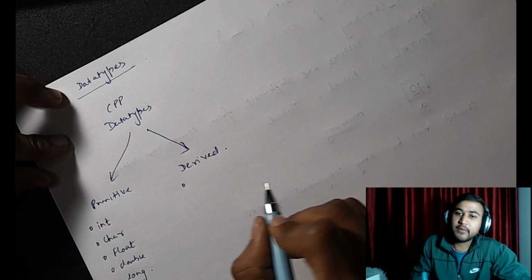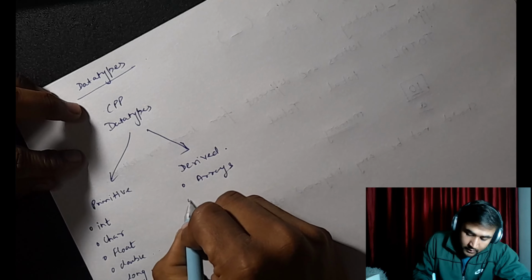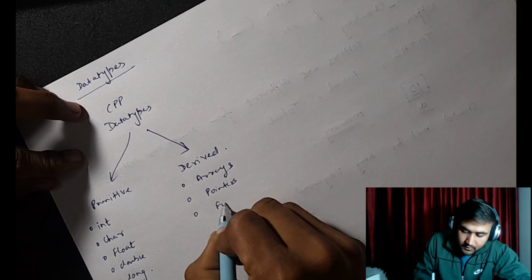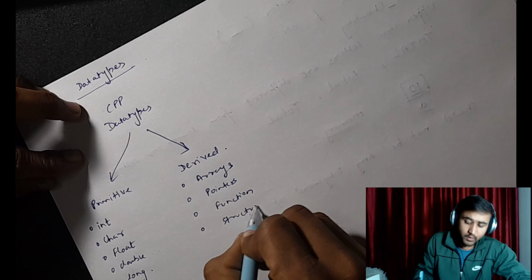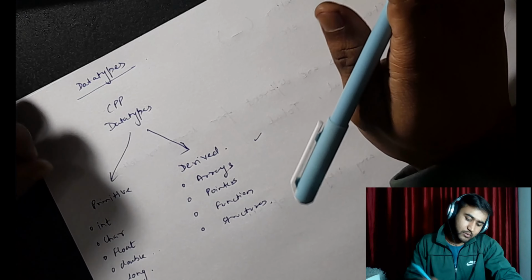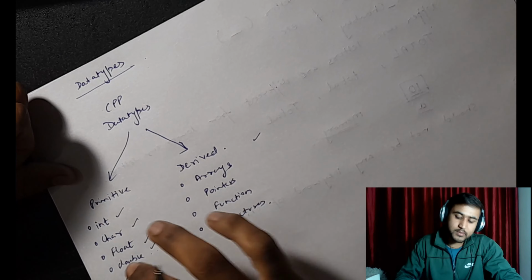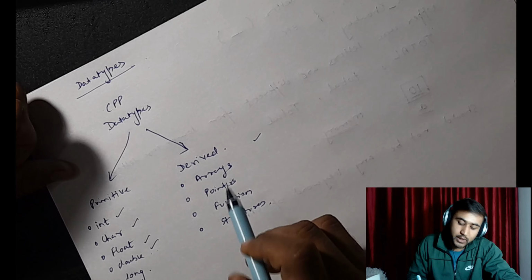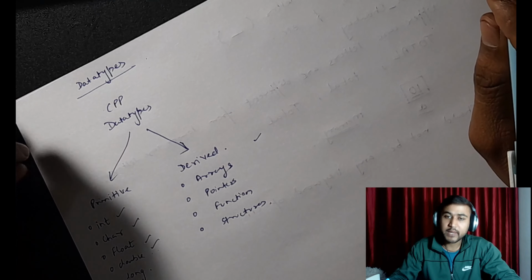Now we have derived data types, like arrays, pointers, functions, and structures. So these are called derived data types. In this lecture, we are going to see the primitive data types, what these primitive data types are. In our further lectures, we are going to cover derived data types like arrays, pointers, functions, and structures. So now let us discuss these primitive data types one by one.